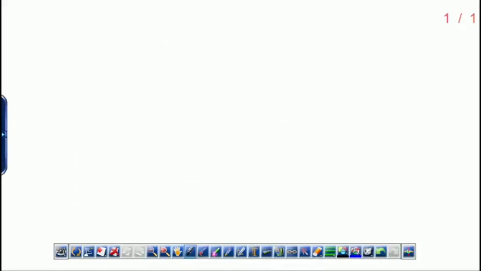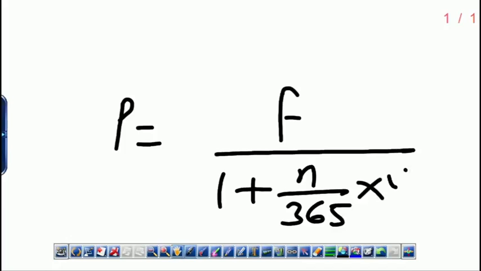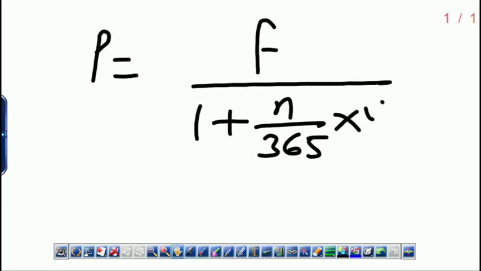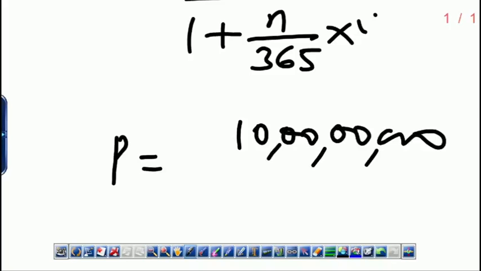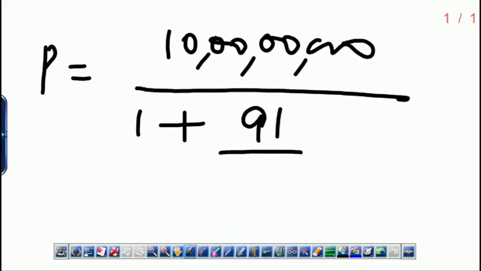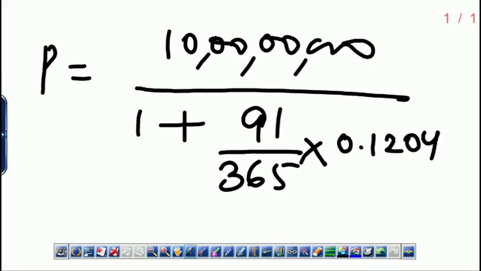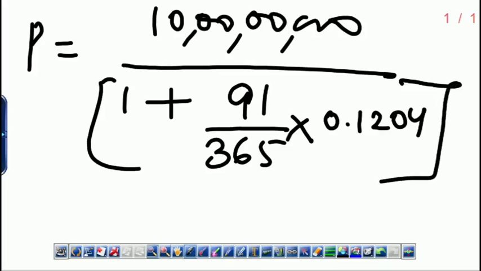I am writing the formula again. Price is equal to the face value divided by 1 plus number of days by 365 into the effective interest. Effective here does not mean per annum compounded annually. It is just used in the colloquial sense. So price is equal to, face value is what? 10 crores divided by 1 plus number of days was 91 into interest rate, 12.04, so 0.1204. You just need to calculate this and you get the answer.